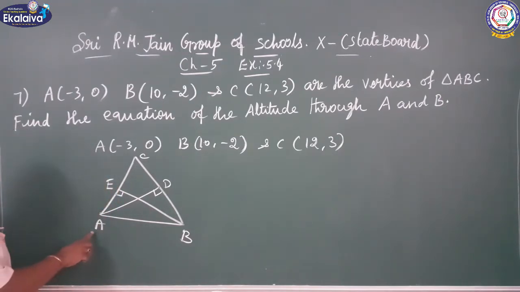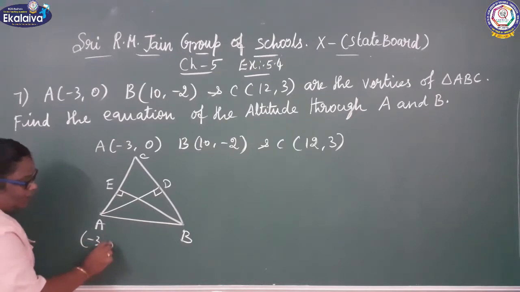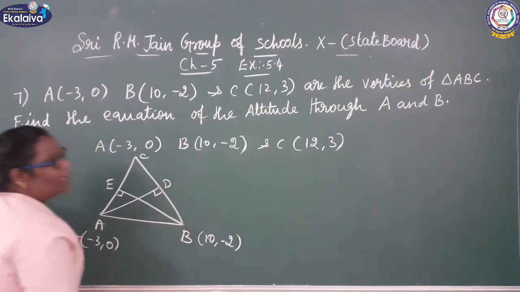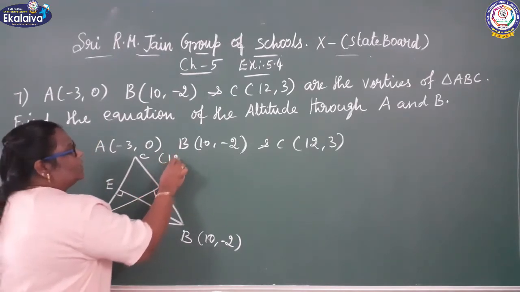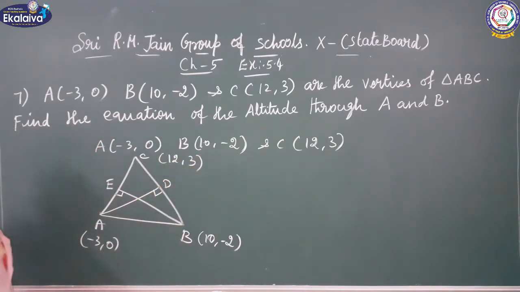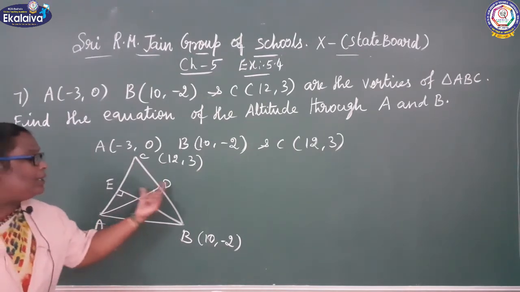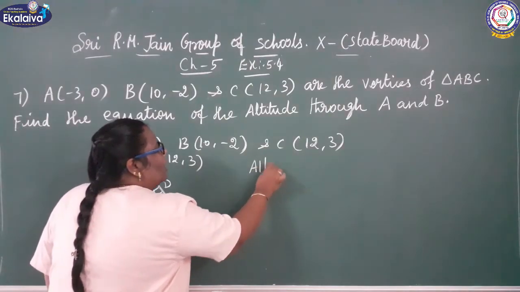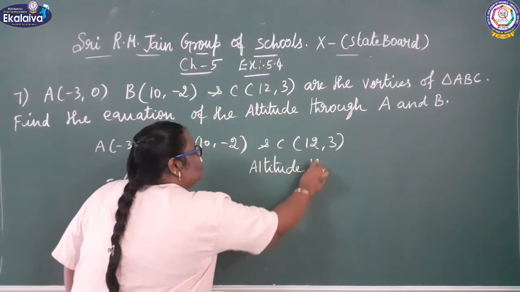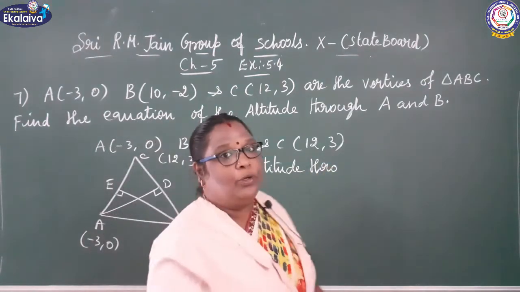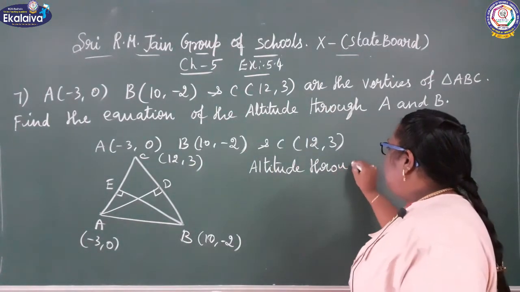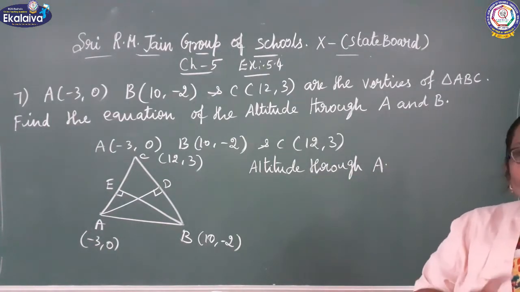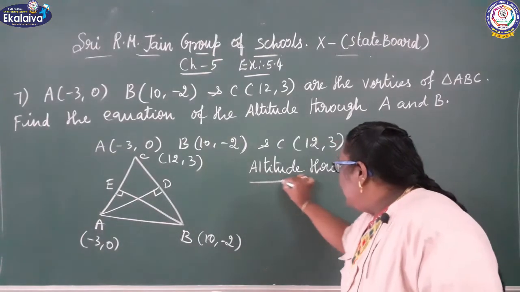Okay. So what is the vertex A? Minus 3 comma 0. B vertex is 10 comma minus 2. C vertex is 12 comma 3. So first you should find out the equation of the altitude through A.